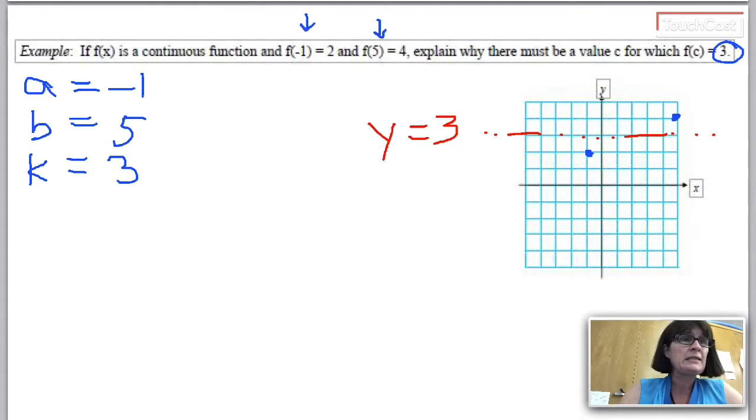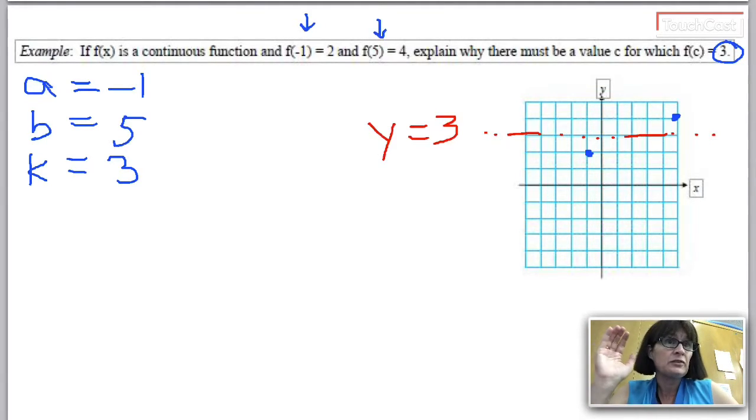So if I think about it, this question is asking me to explain why there must be some place in between, on the interval -1 to 5, x goes between -1 and 5, where the y value is 3. Well, if I hadn't been told the function is continuous, I can't guarantee it. But I know continuous functions have no skips or gaps. So there is no way to connect those two blue dots without crossing the red line.